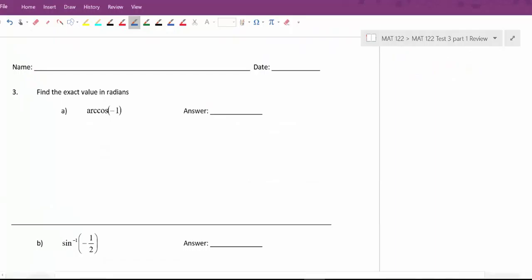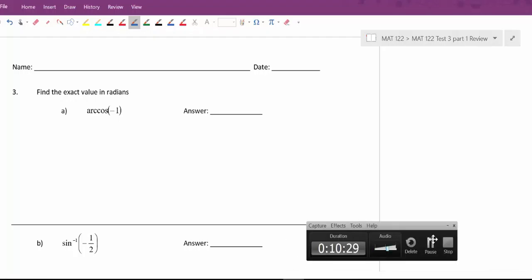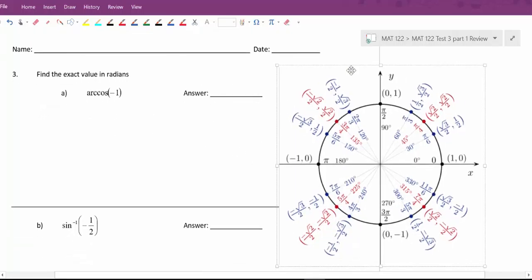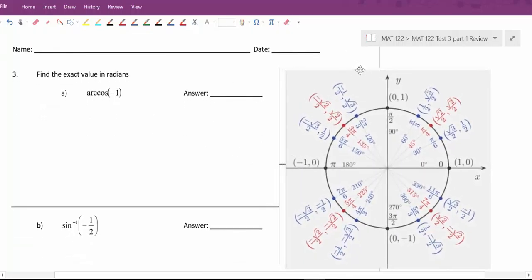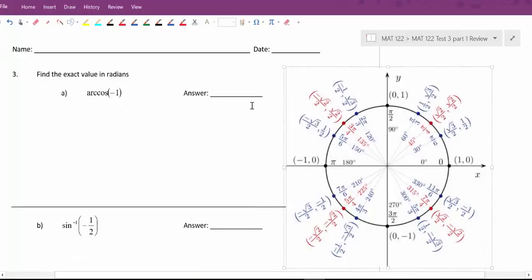Okay, next thing I want to look at would be finding the exact value of some of the trig functions in radians. So I'm going to pause this just for a minute. Okay, so I wanted to pull up a unit circle. Now, when you're doing your test, you're not given a unit circle, but you can create one. I give a blank unit circle, and then you can create it, and then you can use this as you need to throughout the test.